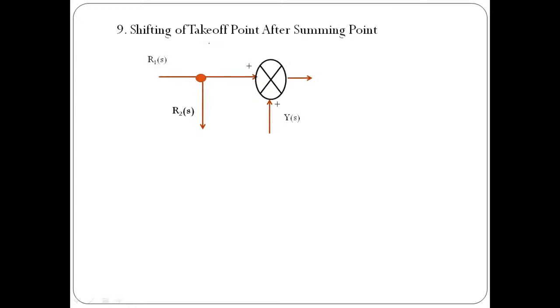First we will take a case where we have a takeoff point which is available before a summing point. First we need to analyze this situation very carefully. We need to identify what will be the output we are getting at the end of that process. Then we also need to find out what will be the value of the feedback signal. And then if we shift the position of the takeoff point after the summing point, again we need to apply the same logic and find out whether we are getting the same value or not.